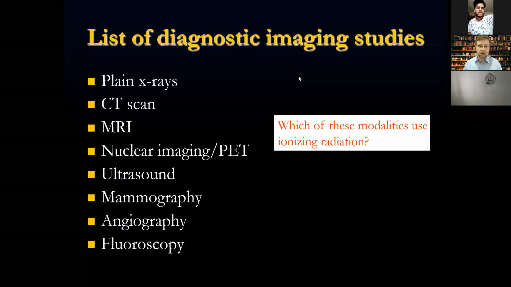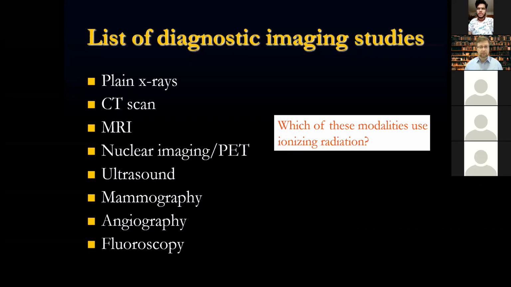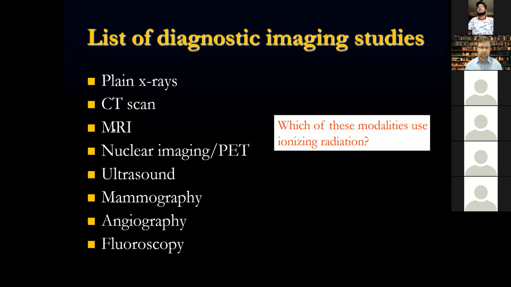So plain X-ray, do we use ionizing radiation? I believe yes, sir. Yes, X-ray waves, sure. CT scan, do we use ionizing radiation to perform this imaging technique? We use the same X-ray, so maybe no, sir. Yeah, we use X-ray waves, the same high energy radiation. So we use radiation. Then MRI, do we use ionizing radiation? No, sir. We don't use ionizing radiation. Okay.